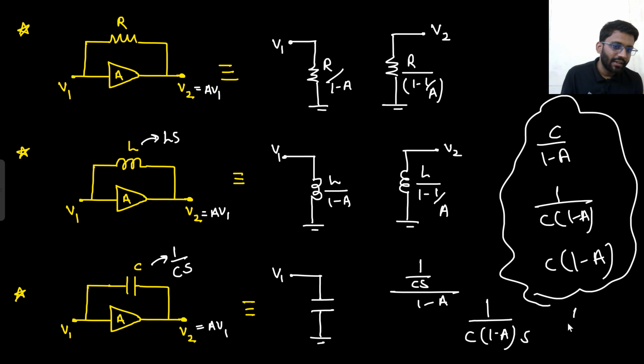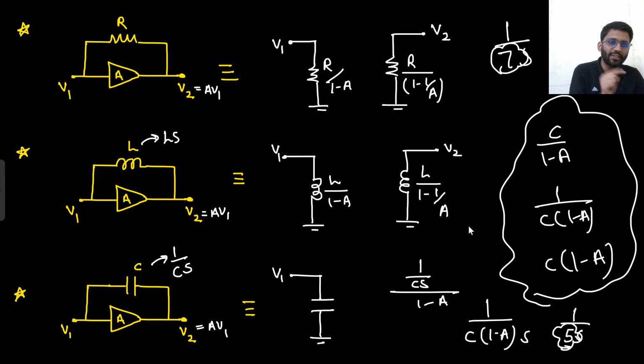If I am saying I have 1 by 5s as impedance, this is provided by a capacitor. So what is the value of capacitance? 5. If the impedance provided by a capacitor is 1 by 7s, what is the value of capacitor? 7. If the impedance provided by the capacitance is 1 upon C into 1 minus A into s, then what is the value of capacitance? The value of capacitance is C into 1 minus A.